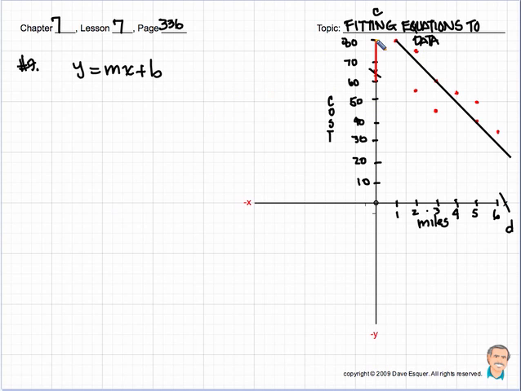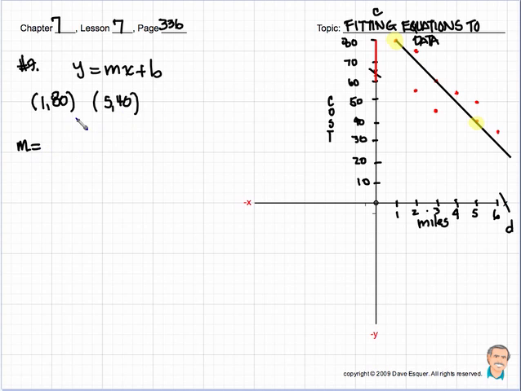So I think what I'm going to do is highlight the 2 points. I'm going to use this point and this point and see what we can do from there. So the 2 points we've chosen are (1, 80) and (5, 40). Okay? So let's see what we can do with that. Let's see if we can calculate the slope.